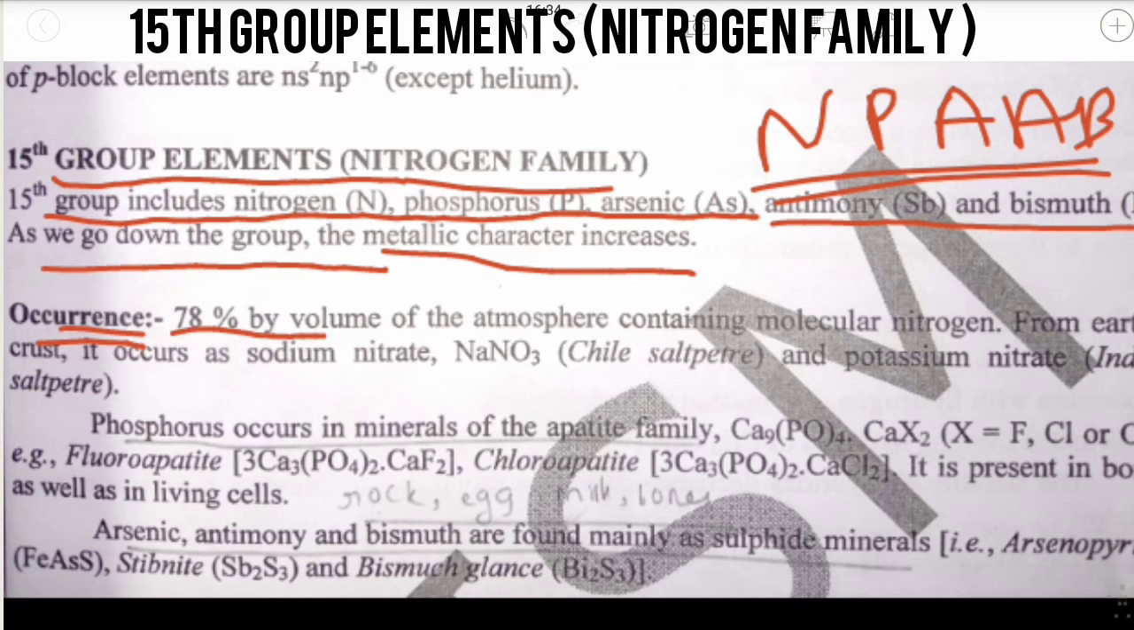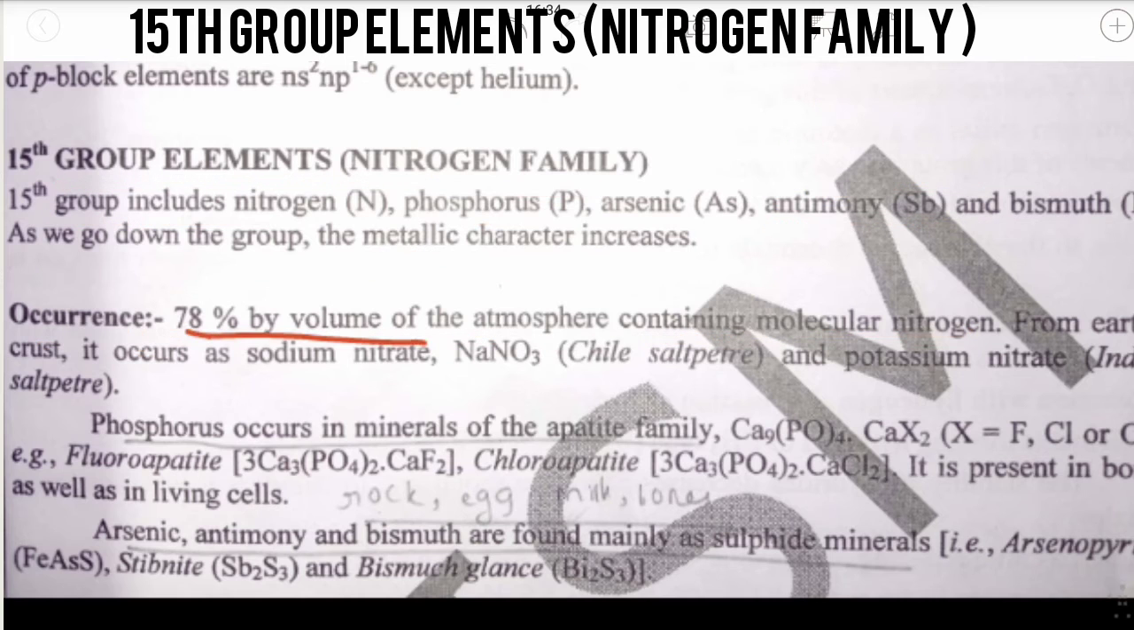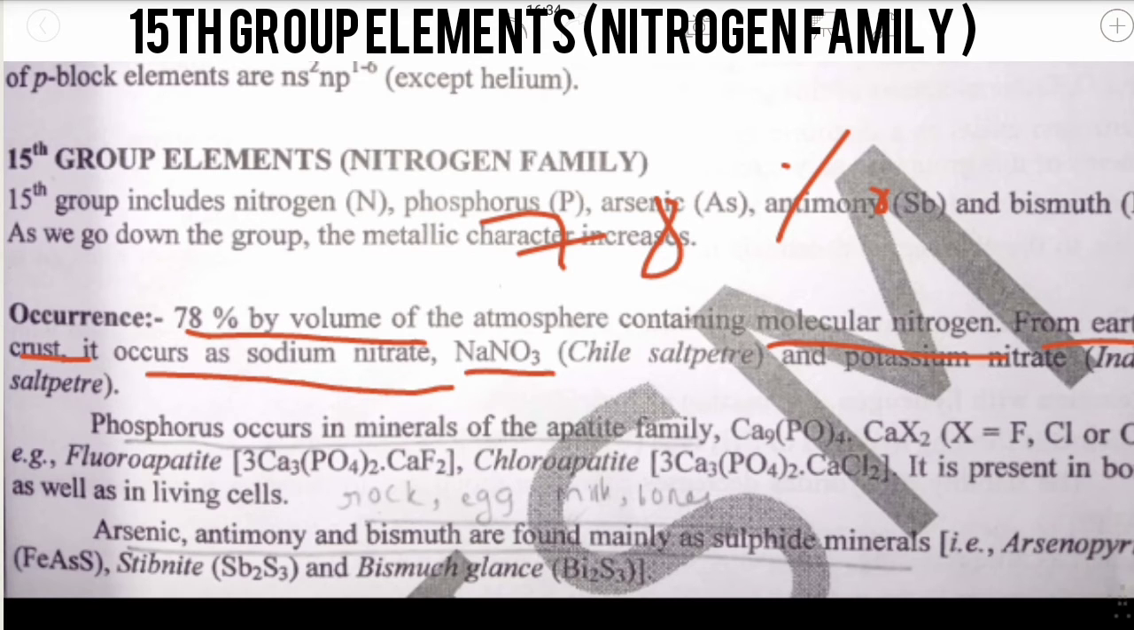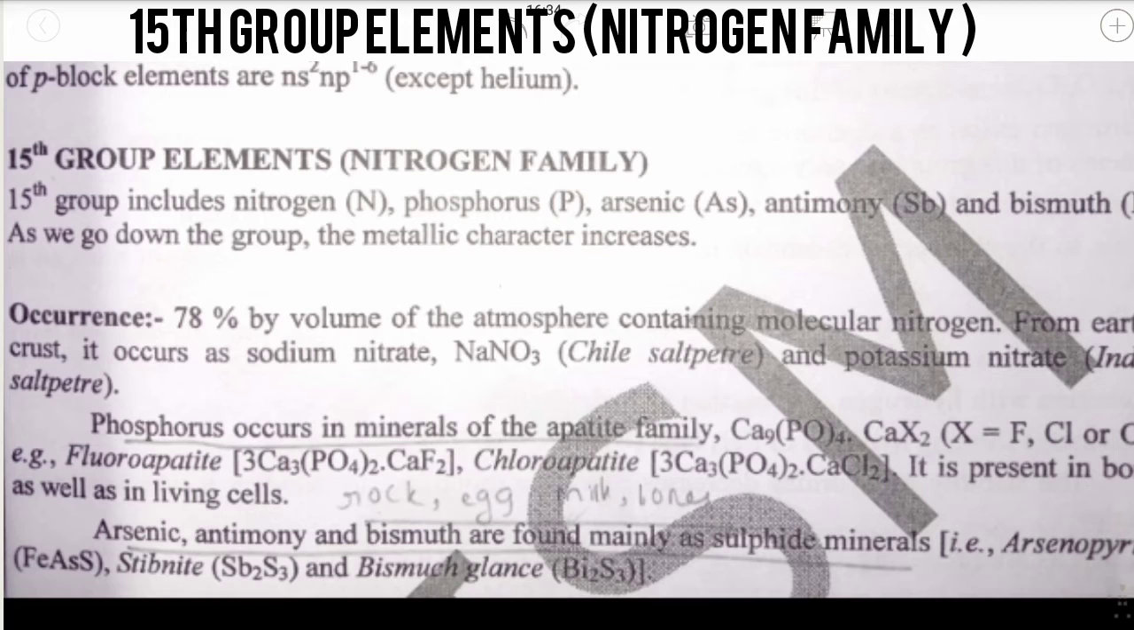Occurrence. 78% by volume of the atmosphere contains molecular nitrogen. In the Earth's crust it occurs as sodium nitrate, NaNO3, also called Chile saltpeter, and potassium nitrate, KNO3, also called Indian saltpeter. So nitrogen can be found in 78% of the atmosphere, and in the Earth's crust as sodium nitrate and potassium nitrate.